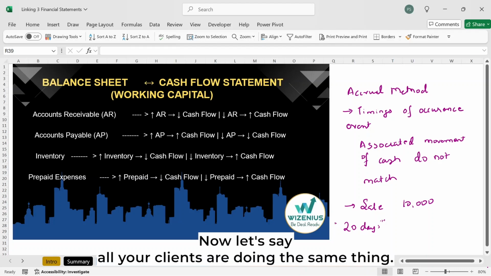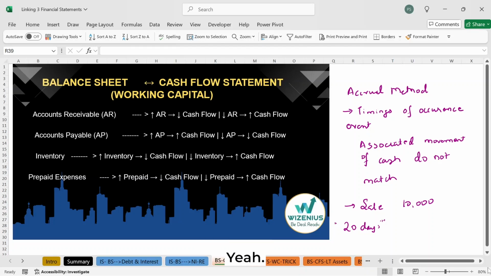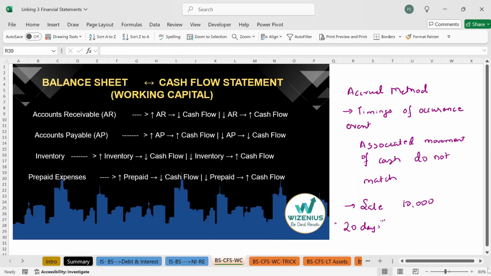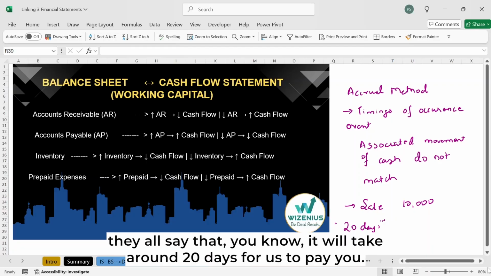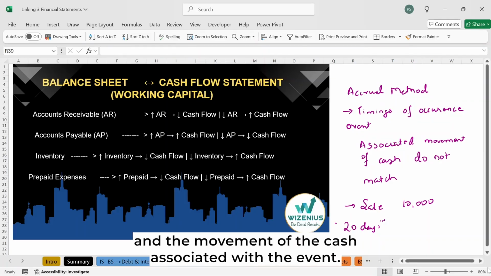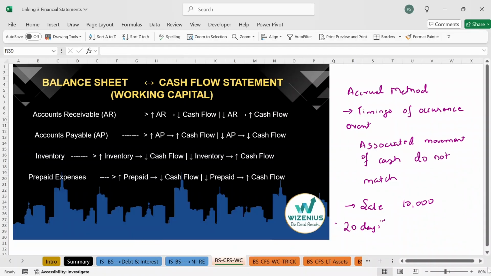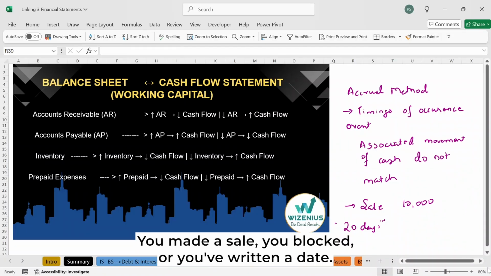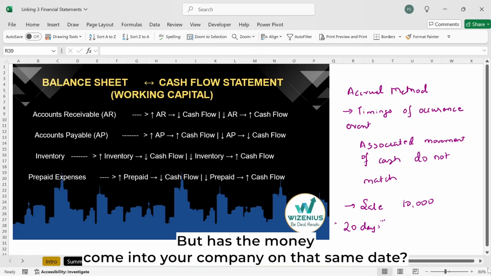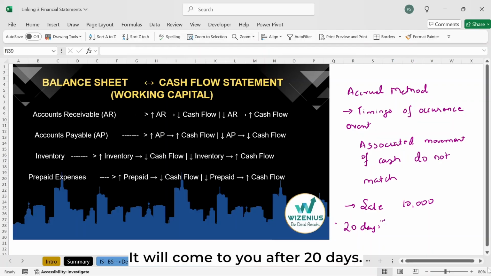Now, let's say all your clients are doing the same thing. Whatever sales you've made to your clients, they all say it will take around 20 days for us to pay you. So this leads to a mismatch between the occurrence of the events and the movement of the cash associated with the event. You've made a sale, you've put that sale on a given date. But has the money come into your company on that same date? The answer is no. It will come to you after 20 days.